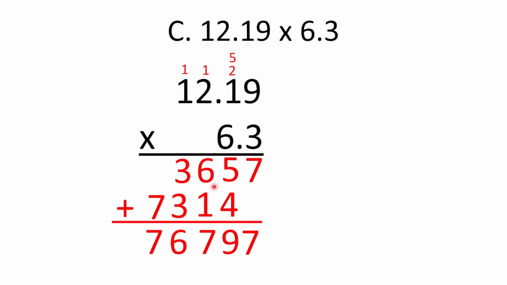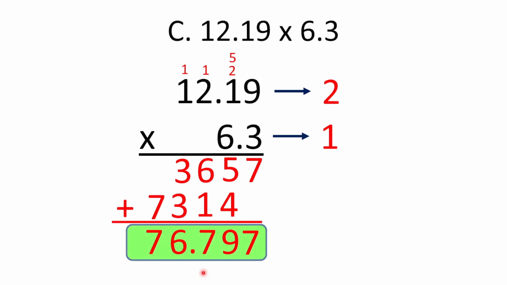Our second step is we need to count the decimal places on our factors. On first, we have 1 and 2. Dito, meron naman tayong 1. Total of 3. In putting the decimal point on our product, just count from the right based on our number of decimal places on our factors. So, we have here 3. So, we have 1, 2, and 3. Our answer is 76 and 797 thousandths.